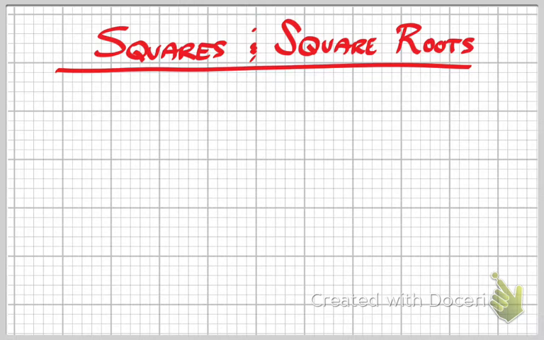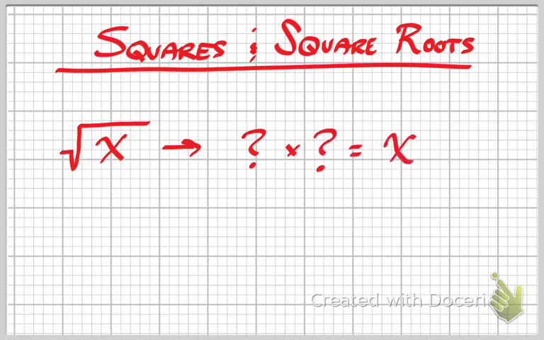So the square root symbol looks like this. You have definitely seen this before, and all that this is asking, whatever is inside the square root symbol, this wants to know what number, so we'll say question mark, times itself comes out to equal that number on the inside. So if we're looking for the square root of x, we are asking what number times itself equals x.